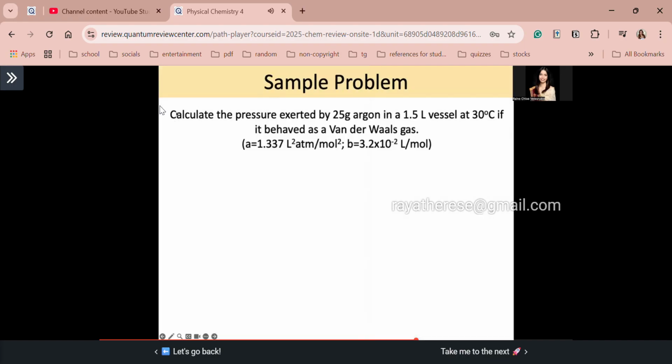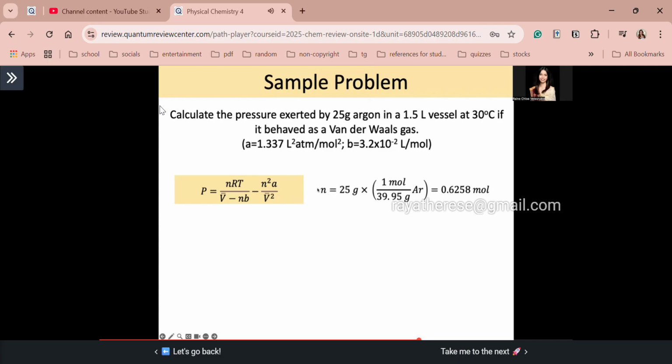Now let's try to answer the sample problem on van der Waals equation of state. Calculate the pressure exerted by 25 grams argon in a 1.5 L vessel at 30 degrees Celsius if it behaves as a van der Waals gas. So we are given the values of A and B. Okay? So we simply just have to substitute. So our van der Waals equation of state is P is equal to nRT over V minus NB minus N squared A over V squared.